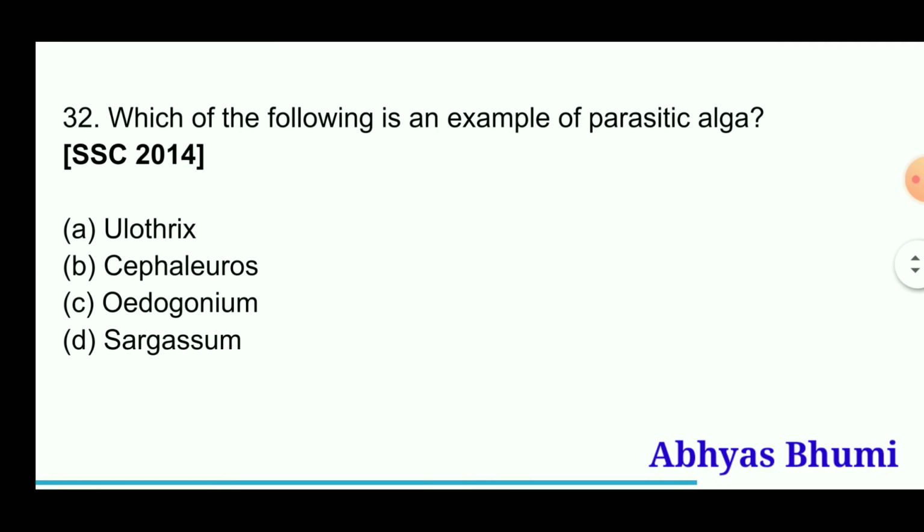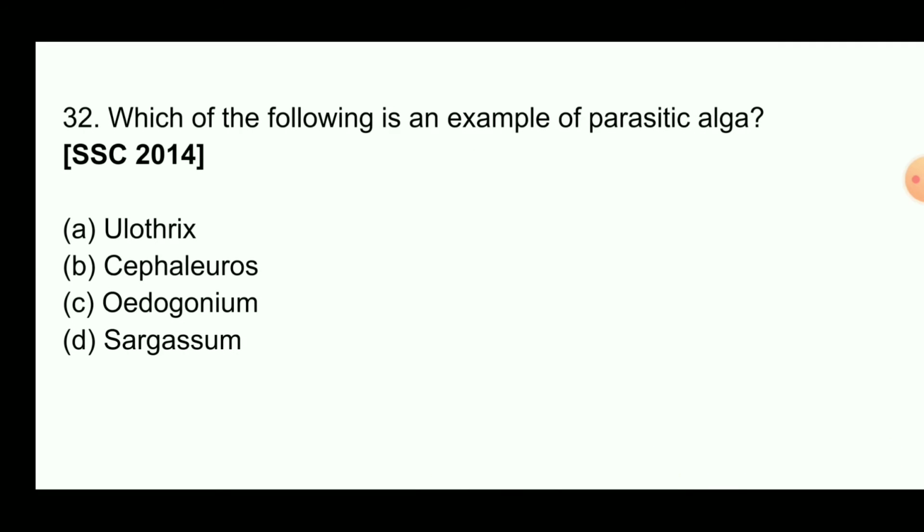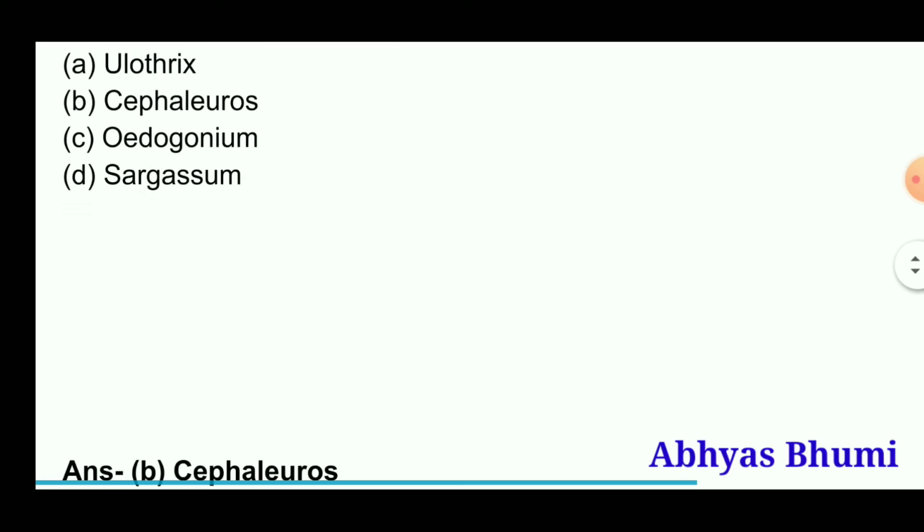Next question on your screen guys, which of the following is an example of parasitic algae? Okay, options are given here. Option A, Oedogonium. Option B, Cephaleuros. Option C, Pseudogonium. Option D, Sargassum. According to you, which one option is right guys? Yes, tell me the answer if you know. Okay, tell me. Yes guys, the right answer is option B, Cephaleuros. Okay, turn for the next question.